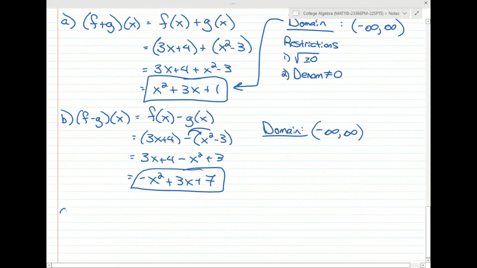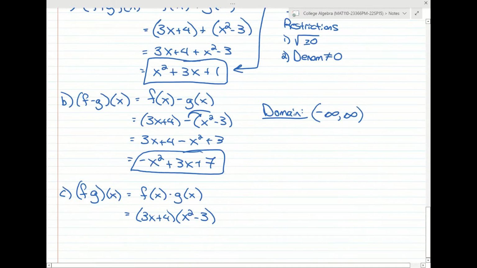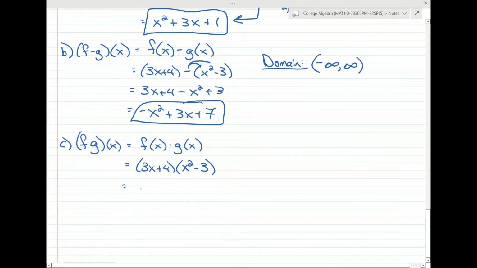You could also multiply them. Like f times g of x should be f of x times g of x, which is 3x plus 4 times x squared minus 3. Just FOIL like we usually do.